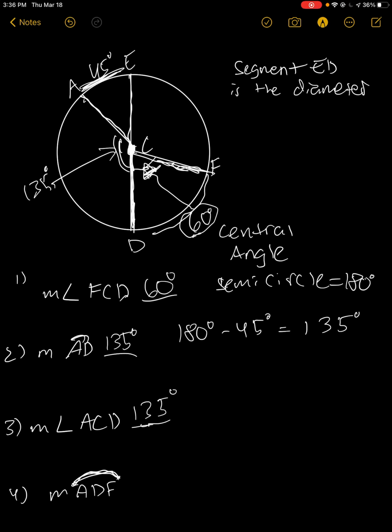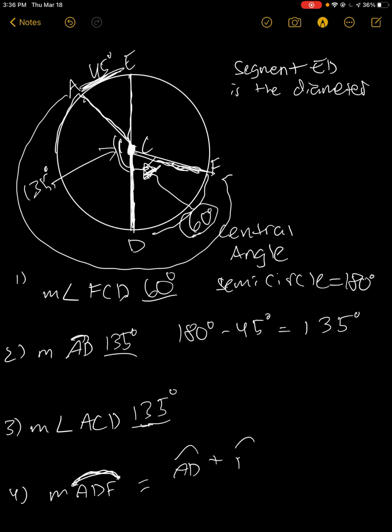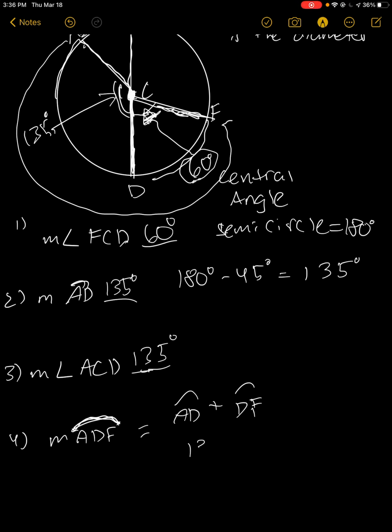Now we need to find the measure of arc ADF. So this whole thing. The way that we can do this now is taking what we just found of arc AD. This is equal to arc AD plus arc DF. We already know both of those. So all we have to do is 135 degrees plus 60 degrees, and that's going to equal 195 degrees. So now we just solved for all 4 parts that it was asking for.